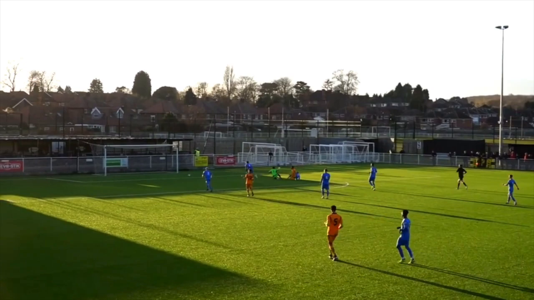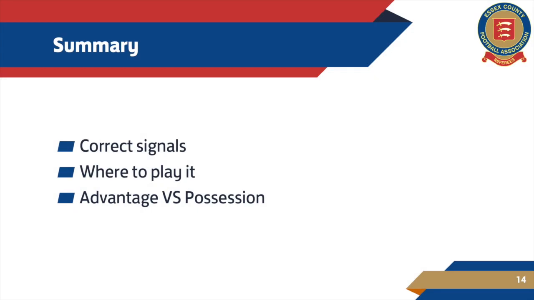To wrap up in terms of summary, it's really key to have the correct signals, because you need to let everybody know that you're playing advantage. Otherwise, you get players saying, "Oh, ref, did you not see that foul? Is that not a free kick?" If you've been big and bold and said play on advantage, with the arms and everything coming out, all the players can think, right, the referee's seen that foul, and he's or she's playing on. And the players will be happy about that.